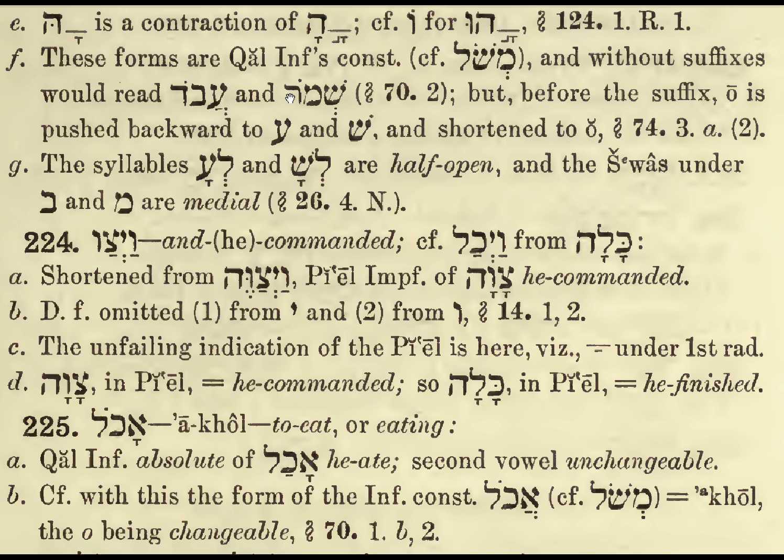So these forms are kal infinitives construct, as example meshol, and if they had no suffixes would read ngabod and shemor. But before the suffix, the o here is pushed backwards to the ngain and the shin and shortened to o. The syllables lengo and lisho are half open syllables, and the schwas under the bet and the mem are medial schwas.